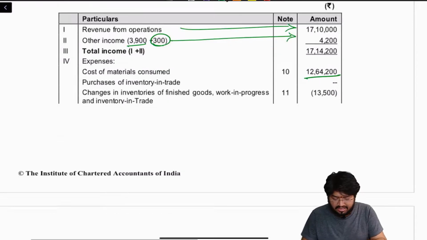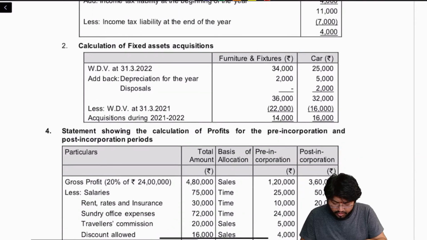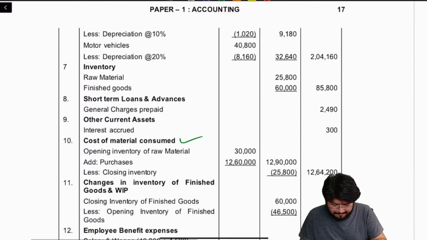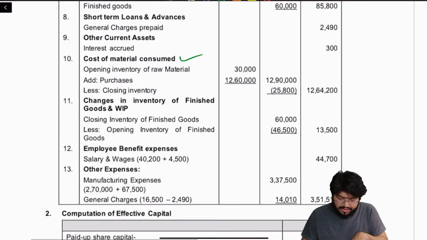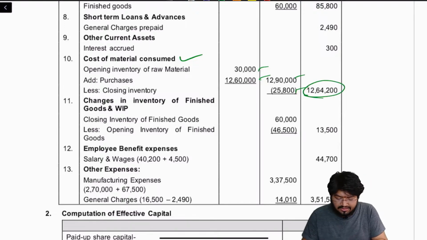How did we get it? That is what he has given there as a note. Please see. Yeah, opening inventory is 30,000 and purchases are given. Closing inventory is deducted. When you deduct, you get a net amount of 12,64,200. This is what is shown there as your cost of material consumed.